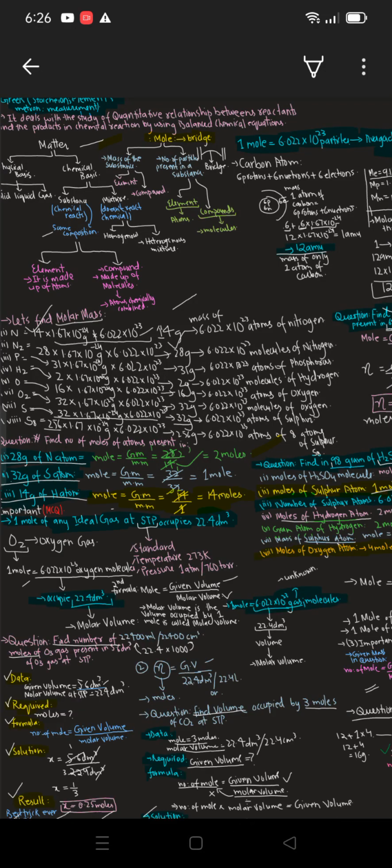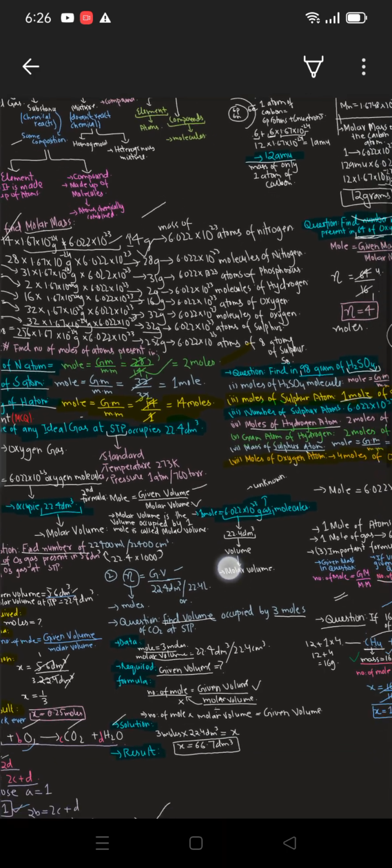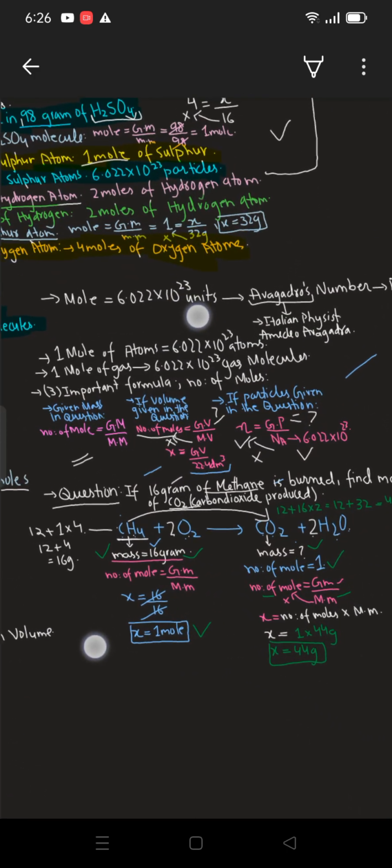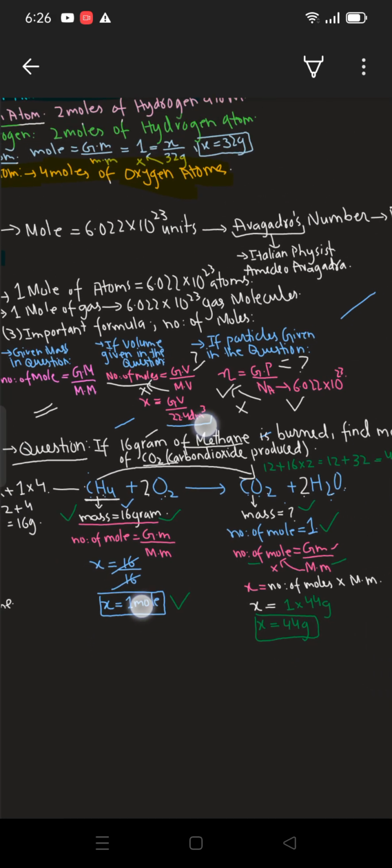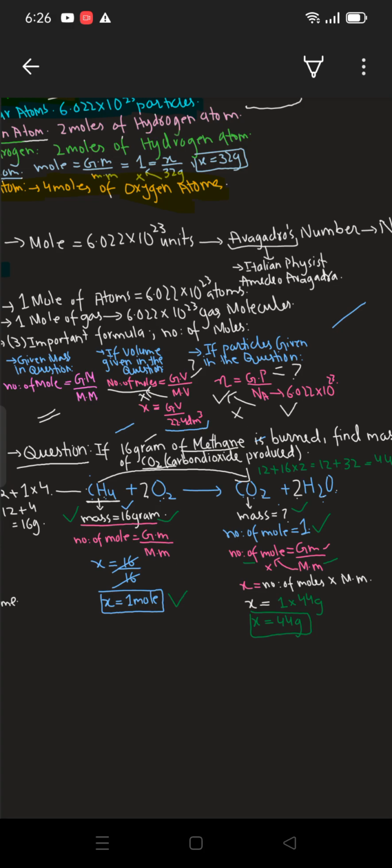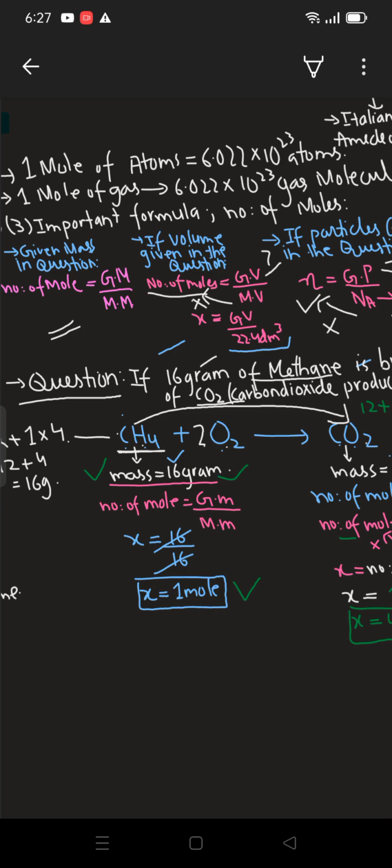Okay, so as in the last video, we calculated the mass of the carbon dioxide produced by the reaction in which methane was burned in the presence of oxygen, and carbon dioxide plus water was produced. They asked us for the mass of the carbon dioxide, right? What we did for calculating it: they had already given us the mass of the methane in the question.